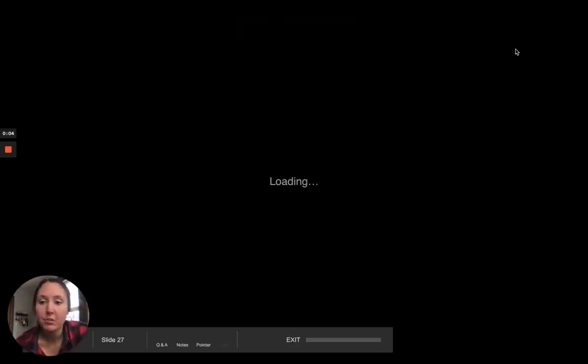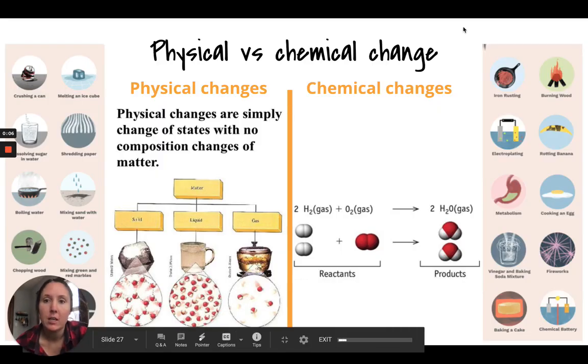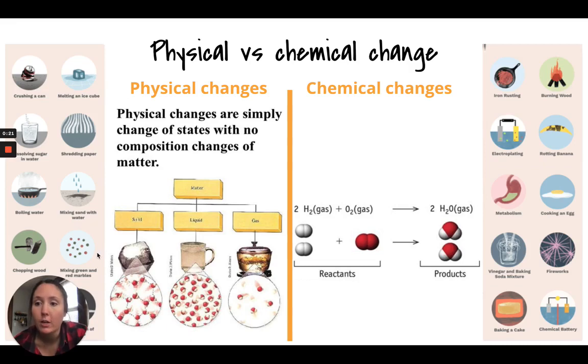So today we are going to be learning about physical and chemical changes. This is just an overview. Physical changes are changes of state that have no change in composition of matter. There are several examples that you might be familiar with: crushing a can, dissolving sugar in water, shredding paper, boiling water, chopping wood, creating a mixture, melting an ice cube.